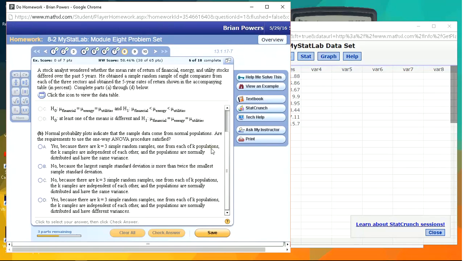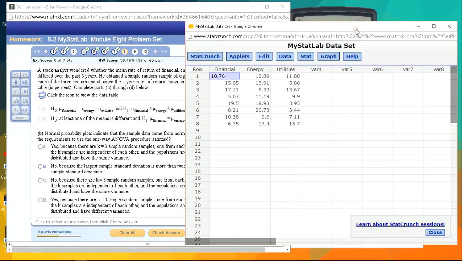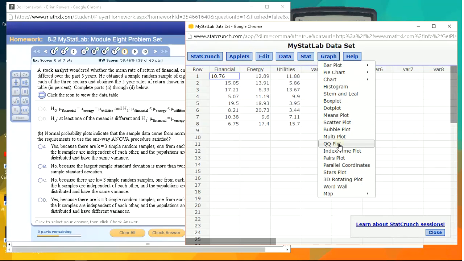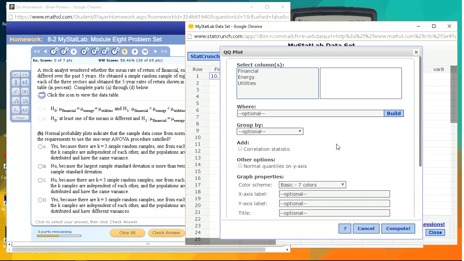Okay, we're going to look at normal probability plots. It tells us that the normal probability plots indicate that the 3 samples come from normal populations. What are normal probability plots? They're QQ plots. So actually, we can graph individual QQ plots for them if we wanted to. We can select all 3 and just compute QQ plots.